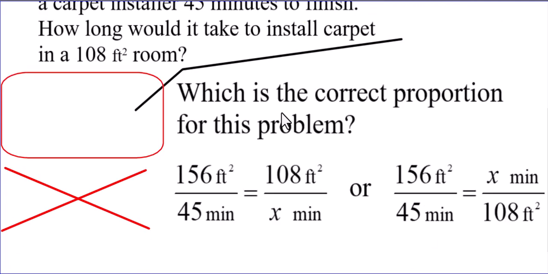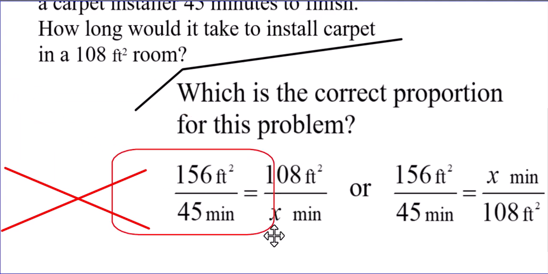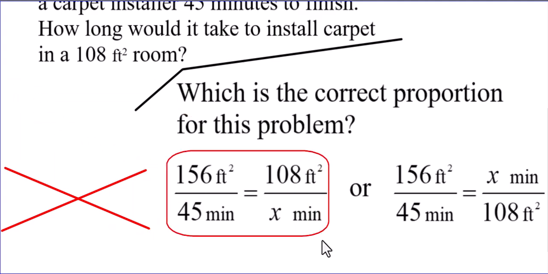So we need the units of measure in the numerators to be the same. Oh, this first one, square feet in the numerator, square feet in the numerator. That's the same. How about the denominators? Minutes in the denominator, X minutes in the denominator. That's the same. Ding, ding, ding! Go ahead and circle that on your page. That one has the units of measure at the same places. Square feet, both on top. Minutes and minutes, both on bottom.